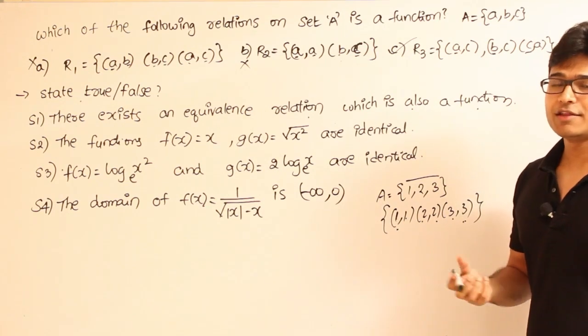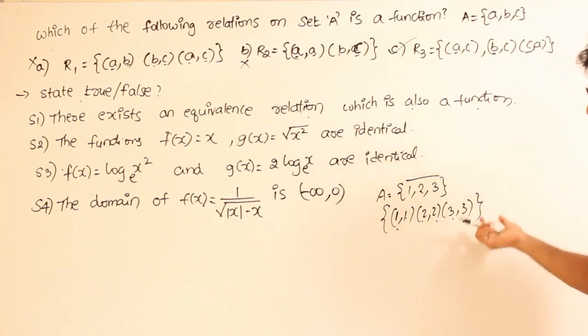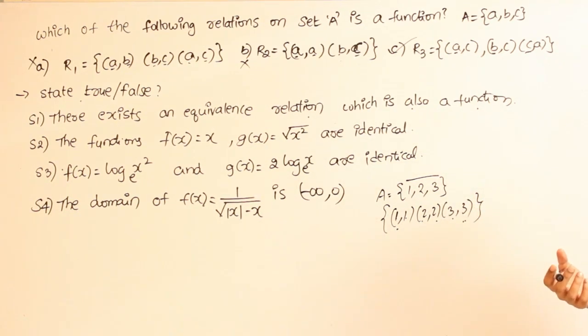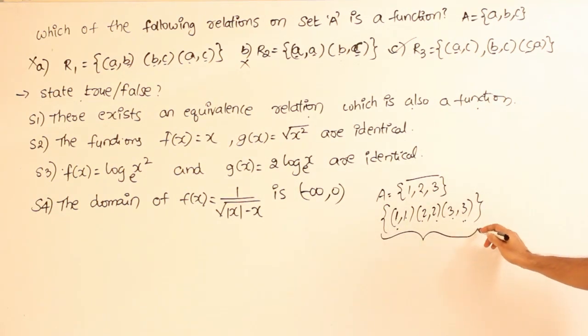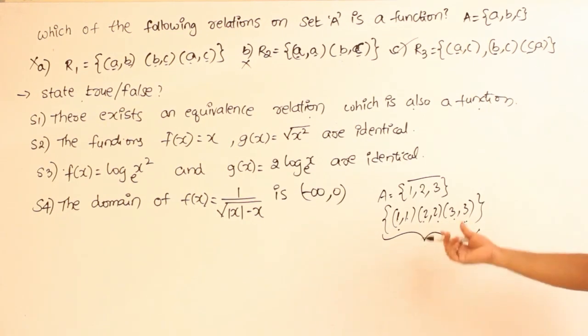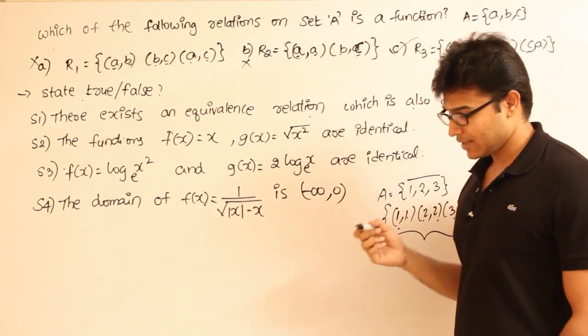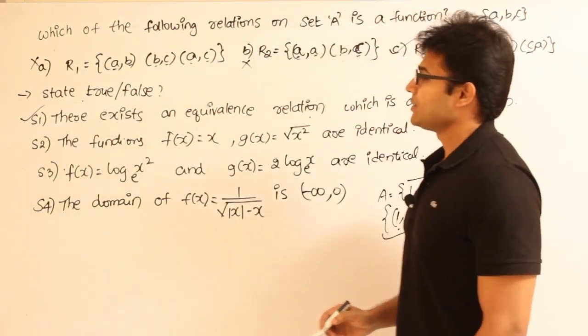Now if you try to add any more elements into this, then it will not become a function, because if you try to add any other element, you will be giving more than one image for an element. Therefore this is the only equivalence relation which is a function. Yes, there exists an equivalence relation which is a function. There exists at least one, right? So S1 is true. Now look at the second one.